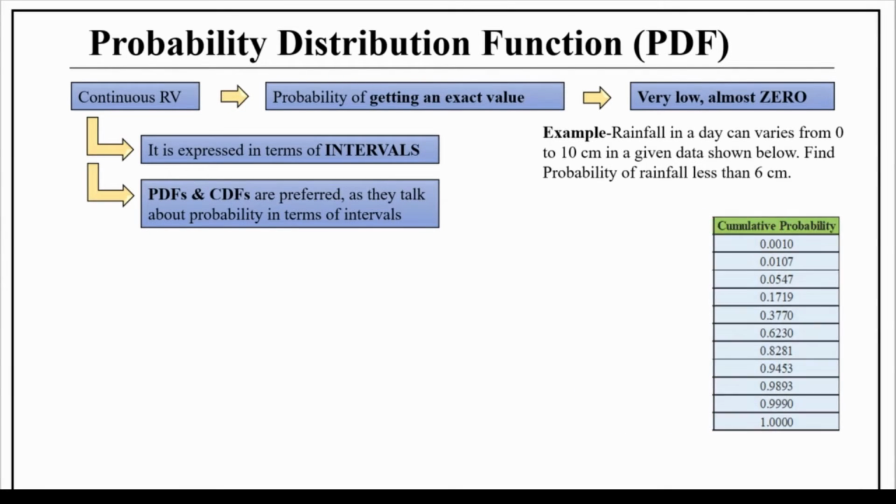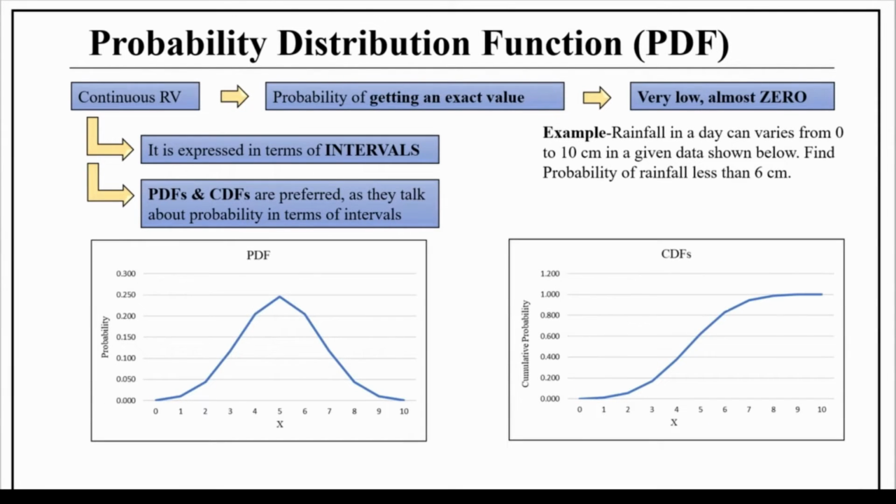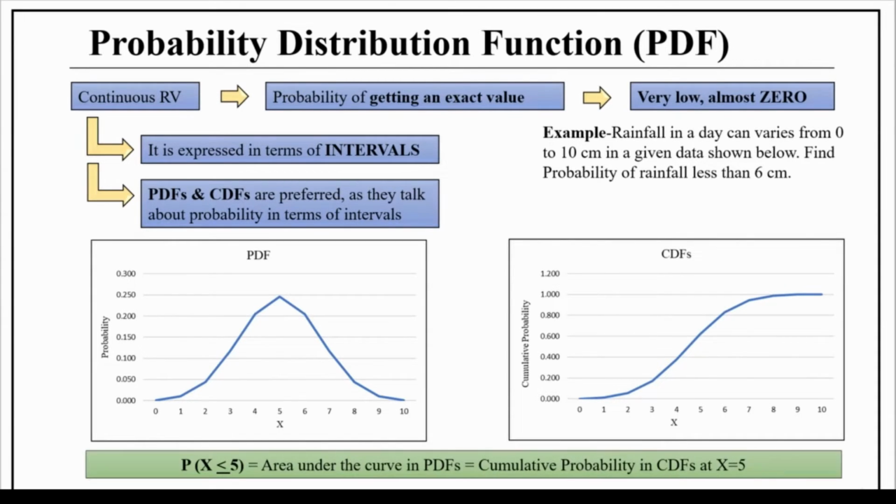This is the graph when plotted for CDF and PDF. In PDF, the x-axis is rainfall and the y-axis is probability. In CDF, the x-axis is rainfall and the y-axis is cumulative probability. So here the area under the curve in PDF is equal to the cumulative probability in CDF at x equal to 5. Let's see how.